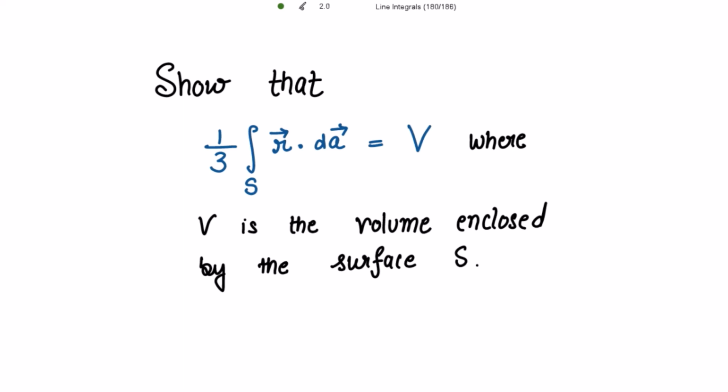We need to show that 1/3 of the surface integral of the dot product of r vector and dA vector is equal to V, where V is the volume enclosed by the surface S. Now because of this dot product, we are going to use Gauss's divergence theorem. And of course, there is a surface integral over here.